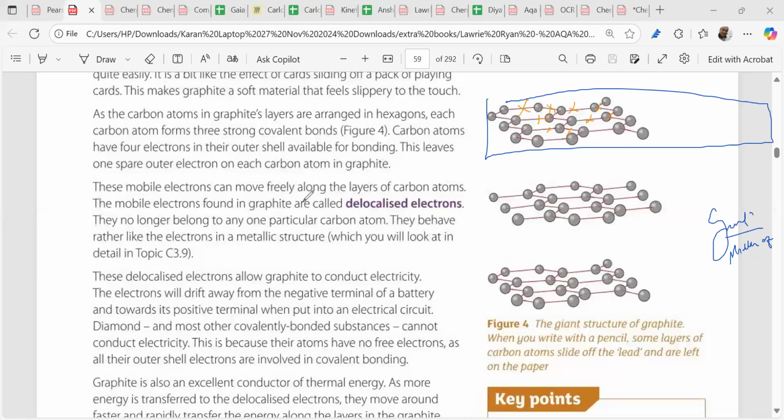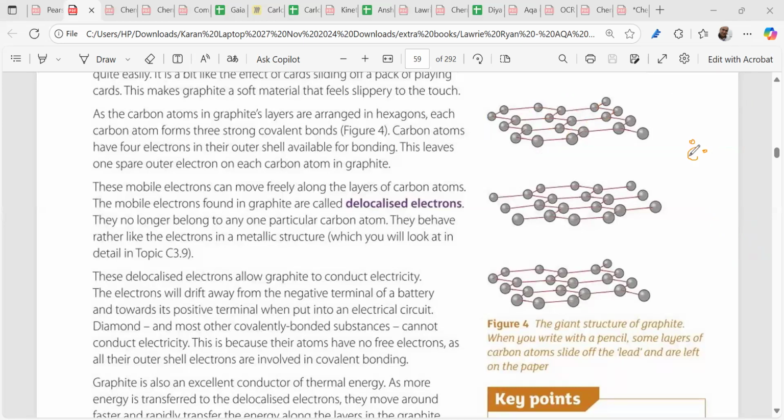Now come to the electrical conductivity. In diamond we have one carbon attached to four other carbons, and there's no electron free to conduct electricity. But in graphite, one carbon is attached to three other carbons, in the form of hexagons, isn't it?